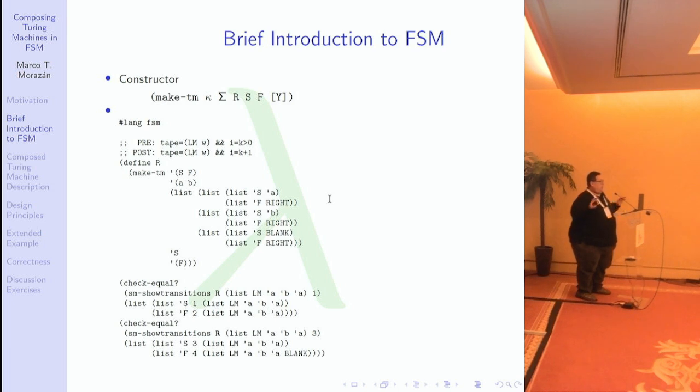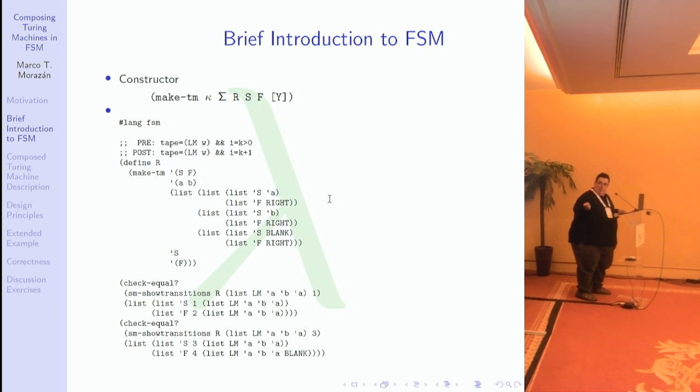Here's a simple example of a Turing machine that moves the head to the right 1 space. We specify the machine. Before the machine executes, we have the left-hand marker and the word on the tape, and the head position i is some position greater than 0. In the post condition, the tape is not mutated, but the head has moved 1 position to the right, so it's k plus 1. We have 2 states here, S and F, the input alphabet is A, B, the starting state is S, and the final state is F.